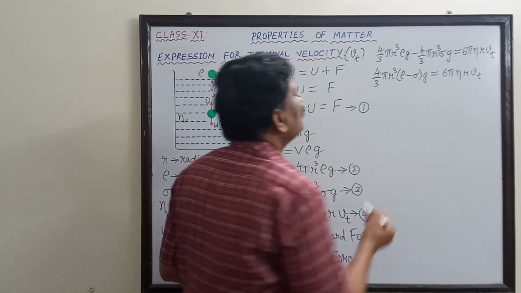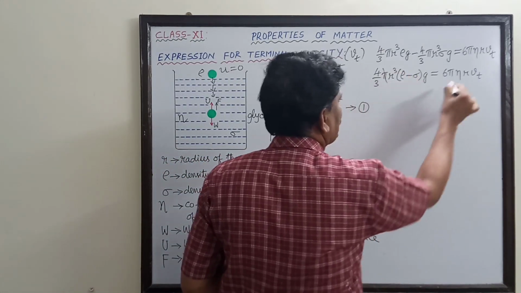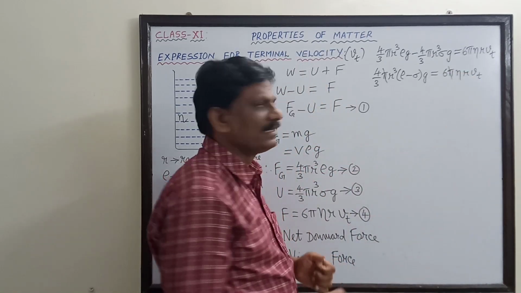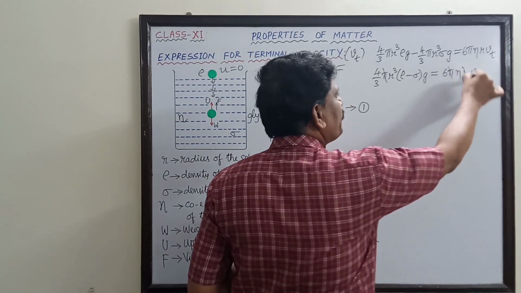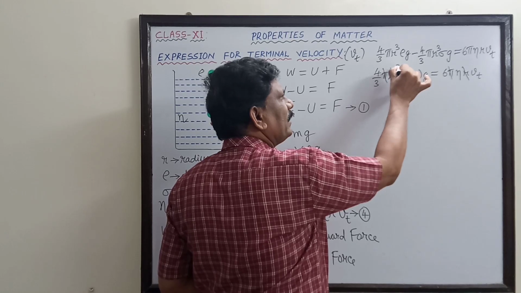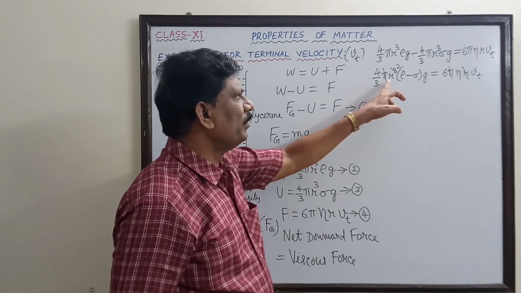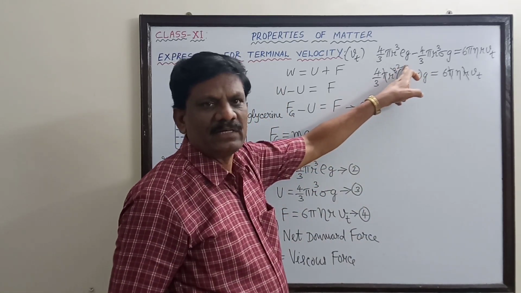So this pi can be cancelled on both sides. Pi term gets cancelled. Then this radius of the sphere r gets cancelled with the power 3. So r cube becomes r square.